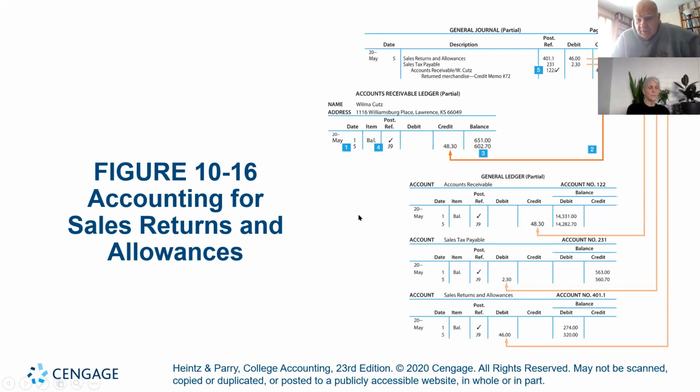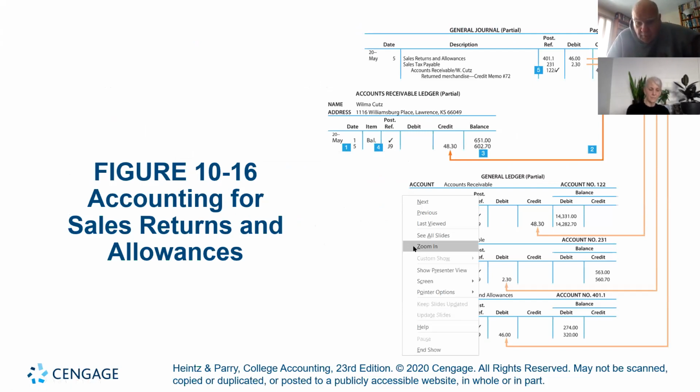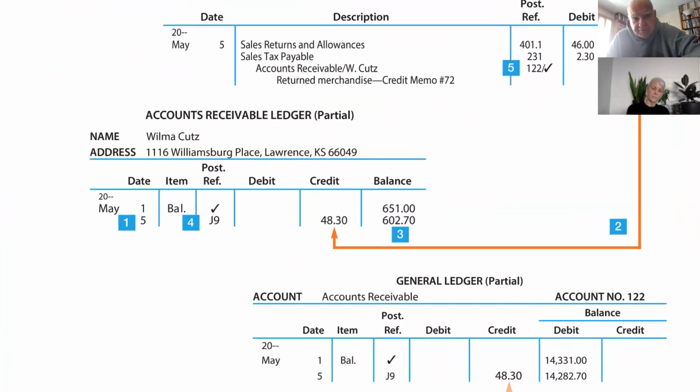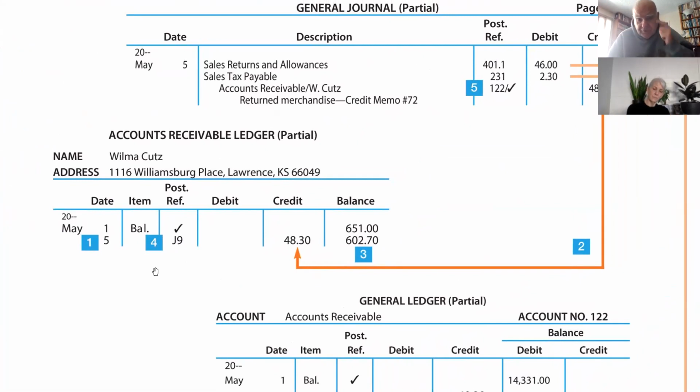Sales returns and allowances. Accounting for sales returns, okay, we haven't done these yet. Zoom. Sales returns and allowances. Okay, let's look at that journal entry now.